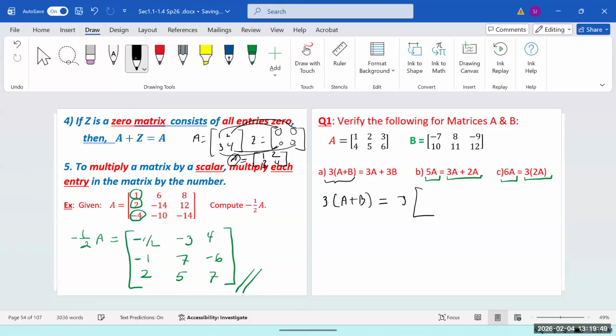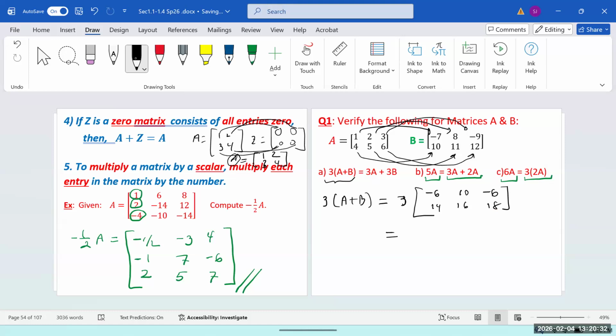3 times what? Who would like to be my volunteer? I can volunteer. Okay, Rahman, go ahead. It will be negative 6. So you're adding 1 minus 7, negative 6. 2 plus 8 is 10. And negative 6 again. 3 minus 9 is negative 6. And then 14, 16, and lastly 18. Good job.